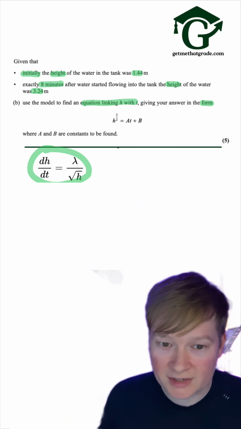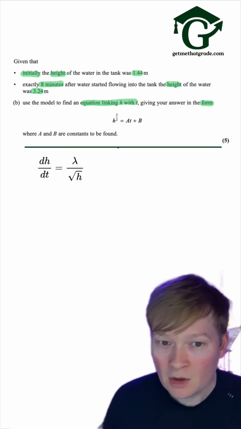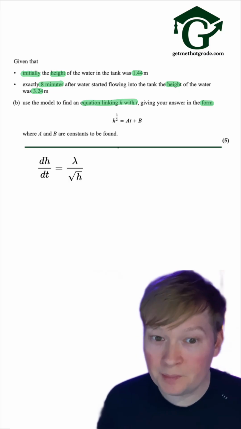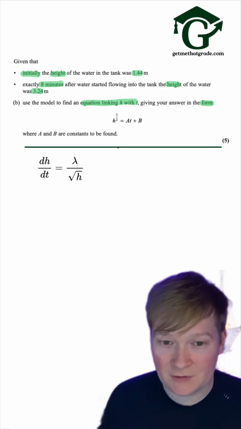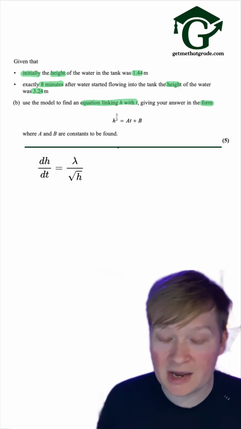How can we start this? Well, think about what we worked out in part A. We had dh by dt was this. We can integrate this through the technique of separating the variables. We can separate the variables by multiplying and dividing only.